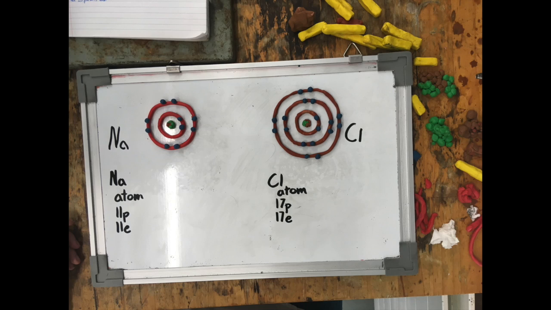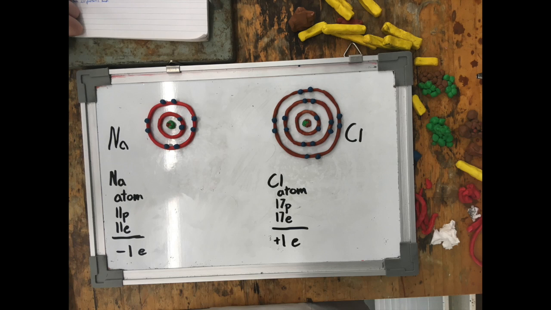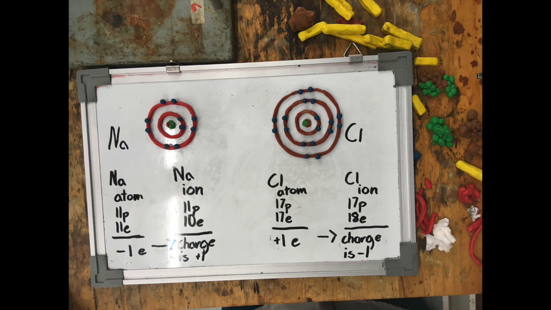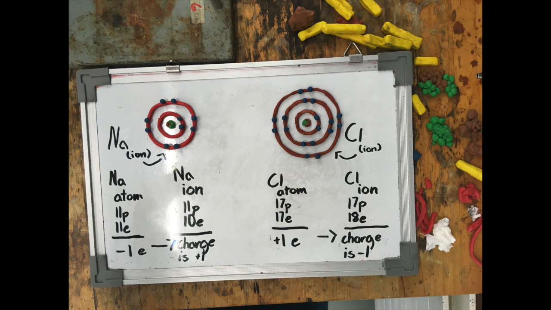Though sodium has lost one of its electrons, the amount of protons it has remains the same, meaning that there is now one more positive proton than negative electrons. The final ion will have a positive charge because of the difference in numbers of protons and electrons.